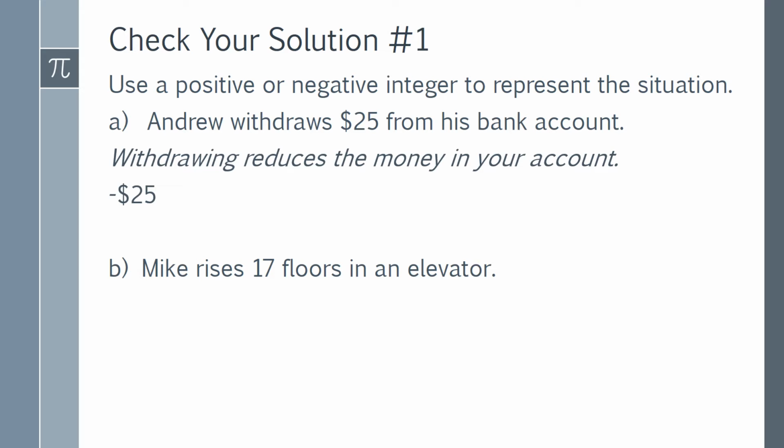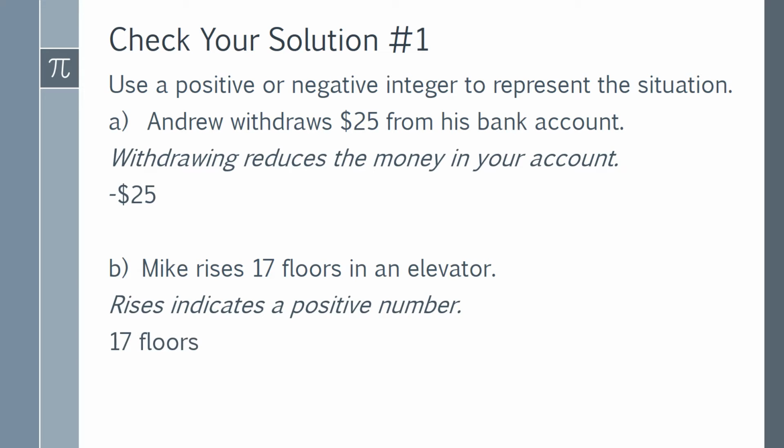For Part B, Mike rises 17 floors in an elevator. When you rise, you are going up, so this indicates a positive number. 17 is the integer that represents this situation. It can be written with or without the positive sign.